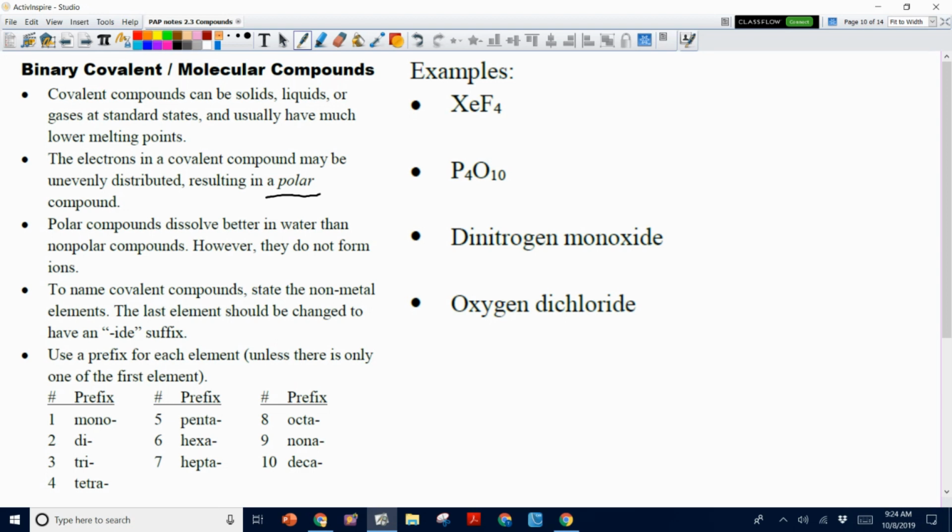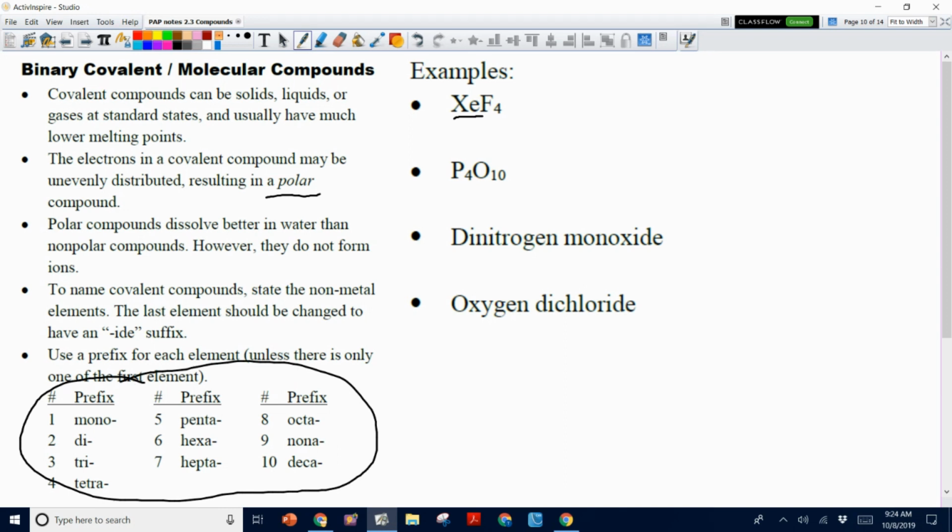To name covalent compounds, state the non-metal elements, and then the last element should be changed to have an "-ide" suffix or an "-ide" ending. We use prefixes for every single element. The only exception is if there's only one of the first element. So let's look at some examples. All right, and here are the prefixes. Forgot to tell you that those are the prefixes that we're going to use.